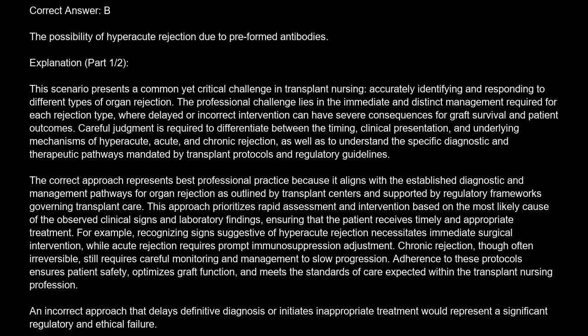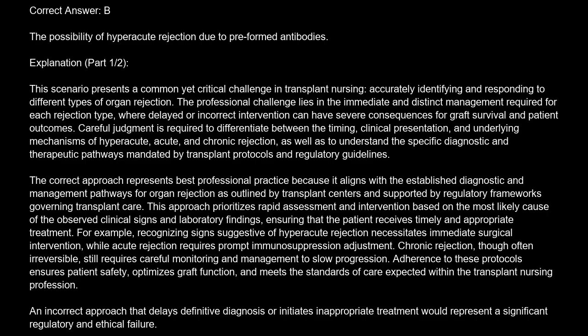The correct answer is B, the possibility of hyperacute rejection due to preformed antibodies. Explanation: this scenario presents a common yet critical challenge in transplant nursing, accurately identifying and responding to different types of organ rejection. The professional challenge lies in the immediate and distinct management required for each rejection type, where delayed or incorrect intervention can have severe consequences for graft survival and patient outcomes.